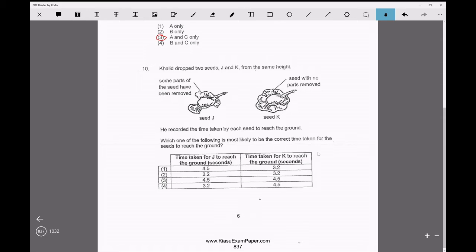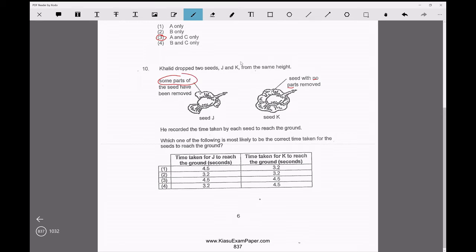Okay, so he dropped 2 cells. Based on what I see, this is actually the same cell. Just in case you want to know, it's Angsana plant, but you don't have to know this. The only difference is that this one has no parts removed. All the parts are there. This one has some parts removed.